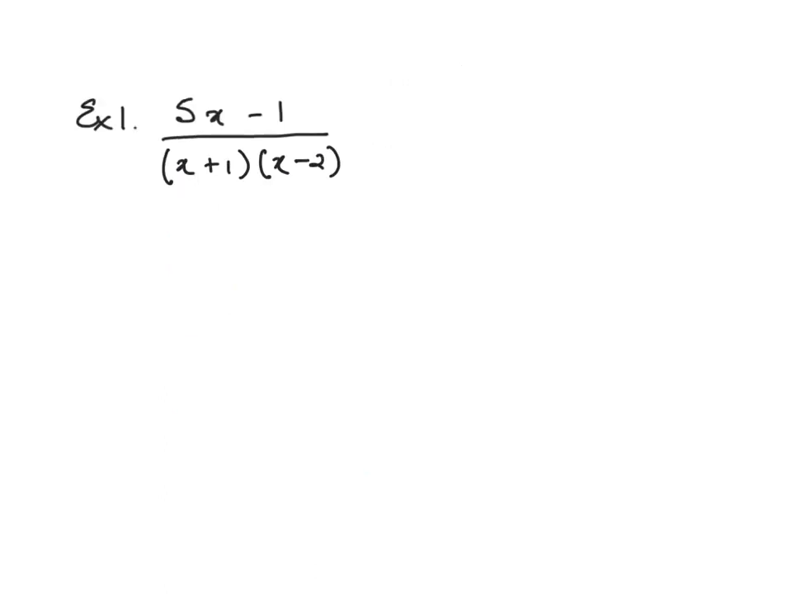So here's our first example. What we want to do is to express this as partial fractions. Now if we look at the terms on the bottom line, this is a linear factor because the power of x is 1. This is also a linear factor because the power of x is 1. Now these two are different. That's why we talk about distinct linear factors in the denominator.